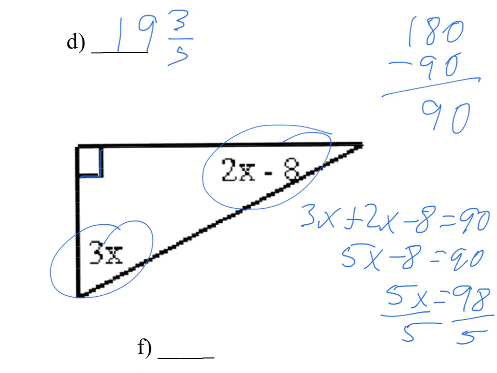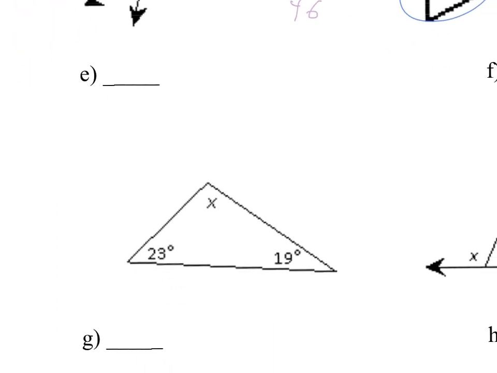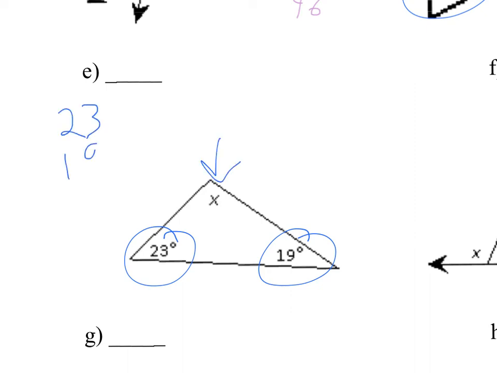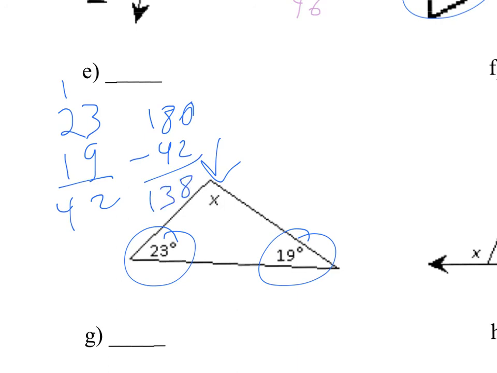Okay, looking at E. On E, we have the same situation. We're going to add the two sides and two angles. Subtract them from 180 to find the missing angle. 23 plus 19 is 42. Take 180, subtract 42 from that, and we end up with 138.